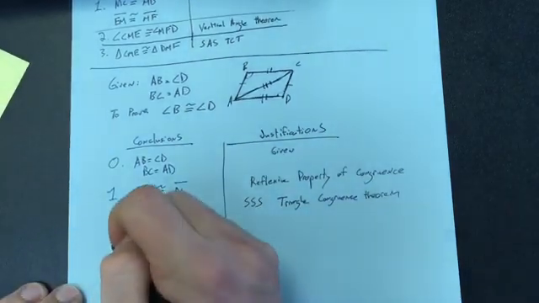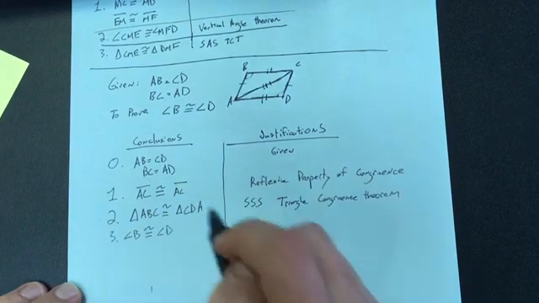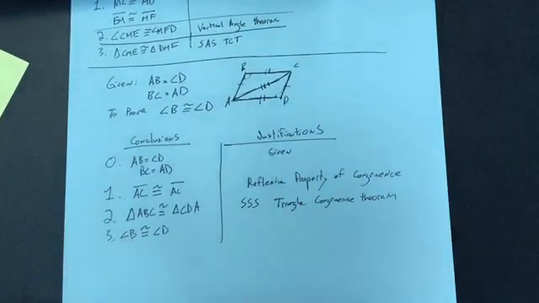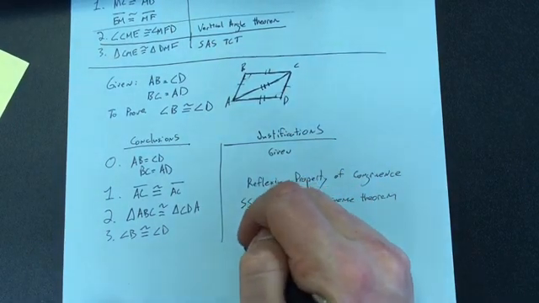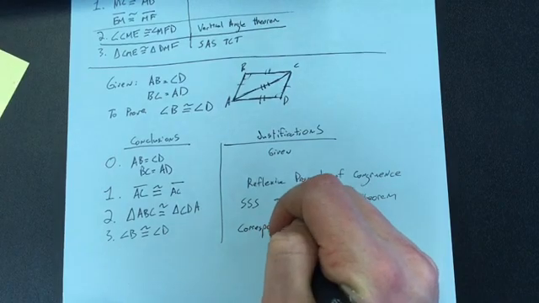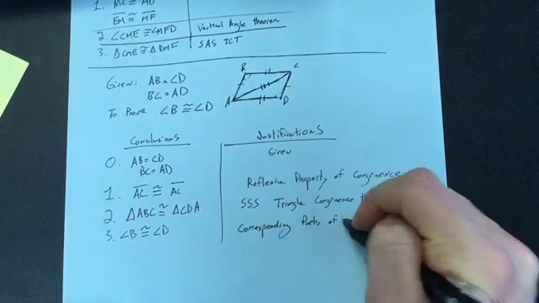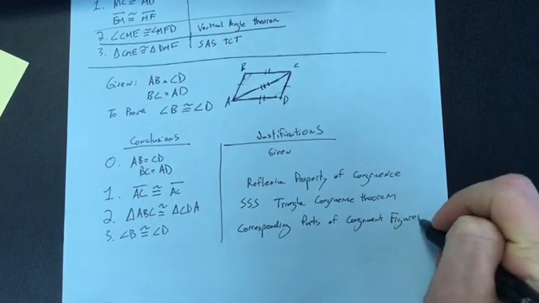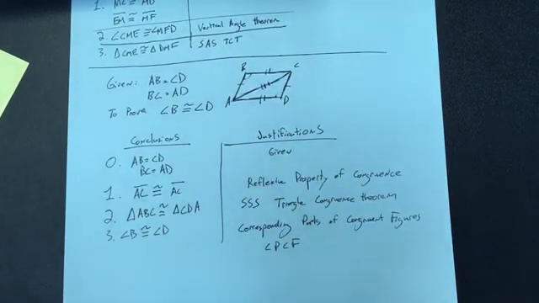We're still not done. Our goal is to figure out that angle B is congruent to angle D. And I can do this through, well, if I got two congruent triangles, triangles are figures, so I can say that I've got corresponding parts of congruent figures, CPCF, which says that any corresponding parts in congruent figures are congruent themselves. And we're done. We figured it out.